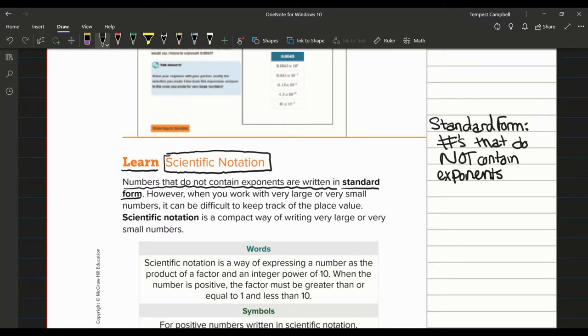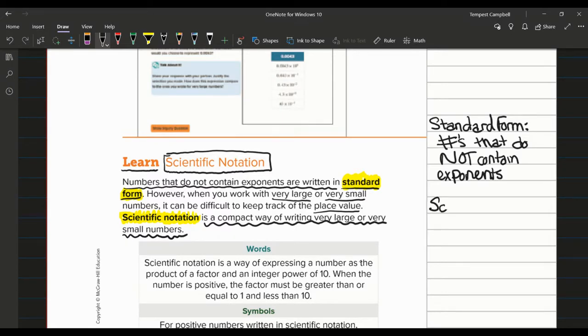Okay. However, when you work with very large or very small numbers, it can be difficult to keep track of the place value. So we're going to be talking about place value, especially when we're dealing with very large or very small numbers. So our next word is going to be scientific notation. So if you have a highlighter, highlight this. This will also help you to quickly find it. If you don't know these words, this is going to be helpful. So scientific notation is a compact way of writing very large or very small numbers.